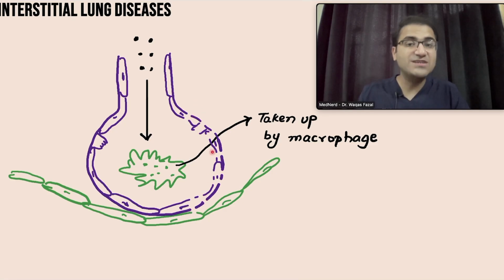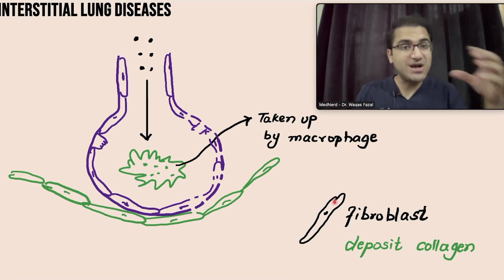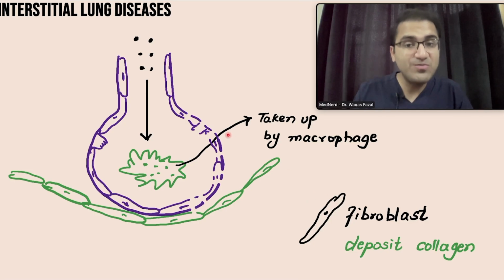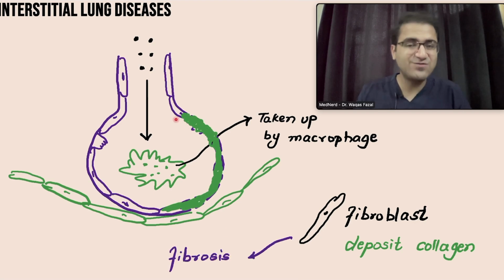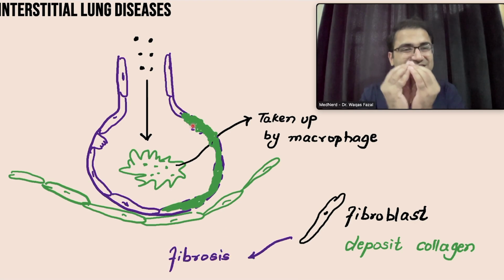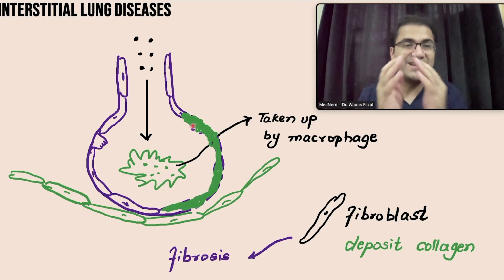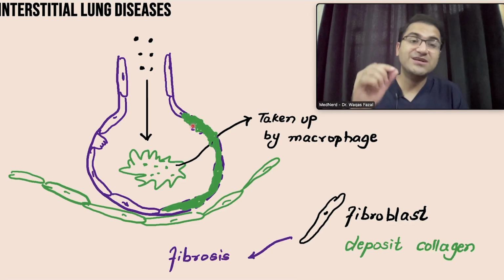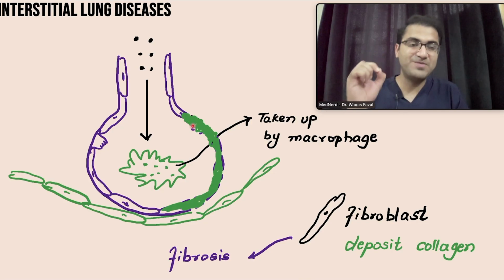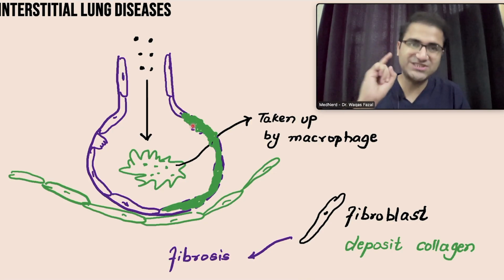When that alveolar wall is destroyed, then fibroblasts come into play, and fibroblasts try to repair this alveolar wall. When fibroblasts try to repair this alveolar wall, they deposit collagen over here. That collagen deposition results in fibrosis of the lungs, and the normal elasticity of the alveoli is lost. The alveoli cannot expand properly now. Therefore, in these patients, the lungs cannot expand fully. Therefore, these patients have restrictive lung disease, interstitial lung disease.